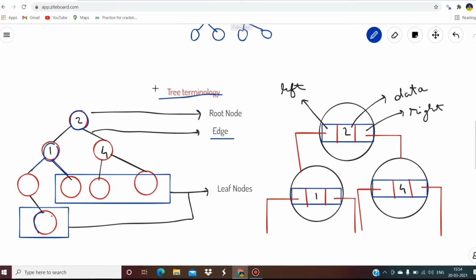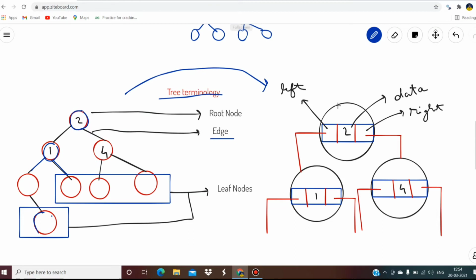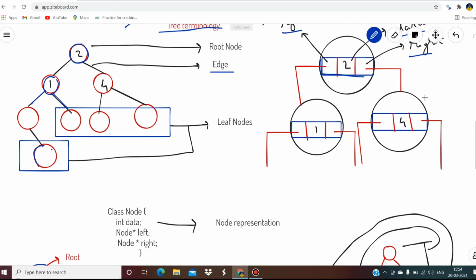Now this tree is represented in this manner in programming. Okay, so this node consists of three things: left, right and data. We'll be storing all the data in this area, and we'll be storing the address of this node in this area and the address of this node in this area.